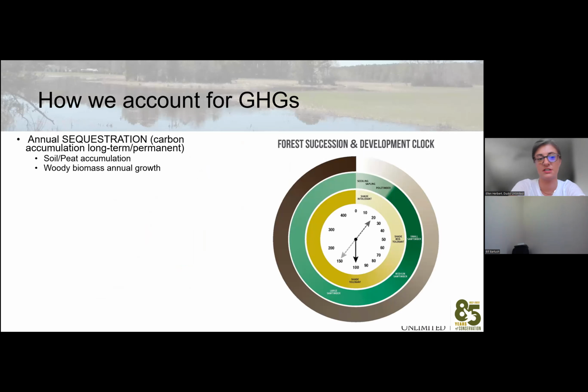So carbon stays there for a long time unless it's disturbed. And the woody biomass annual growth. The figure on the right is this little clock of forest succession and development. When you think about carbon sequestration, it's going to be lowest in that seed and sapling, 10 to 20 year period. Growth and carbon accumulation accelerate in the 20 to 80 year period, and then it slows down quite a bit as a forest ages beyond that time. So that's the green circle there.